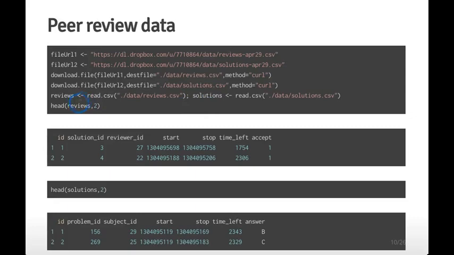So the first thing we do is look at the top part of the reviews data set. We can use the head command and look at only the first two rows. And so we see that there are elements for ID, solution ID, reviewer ID, and so forth, and they all appear to be quantitative. Similarly, if we look at the top part of the solutions data set, we see similar sorts of variables, but now we see a problem ID and an ID and a subject ID and so forth. And here we think that maybe the answer variable is qualitative because it's reported here as a character.